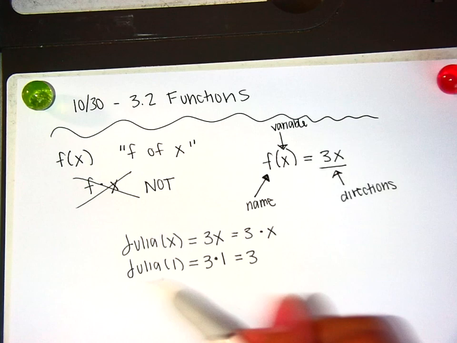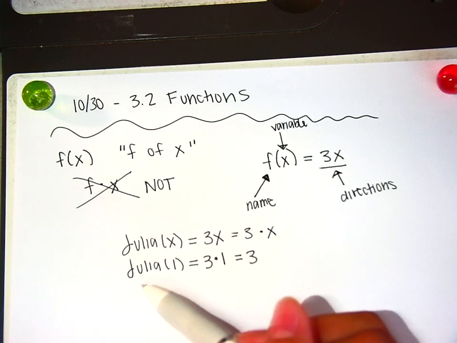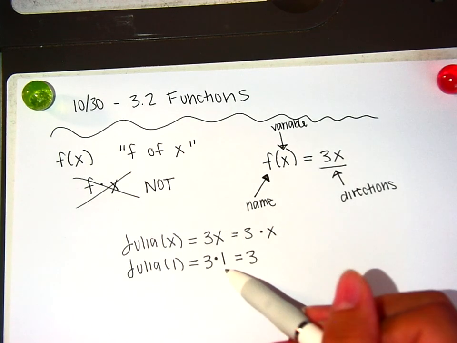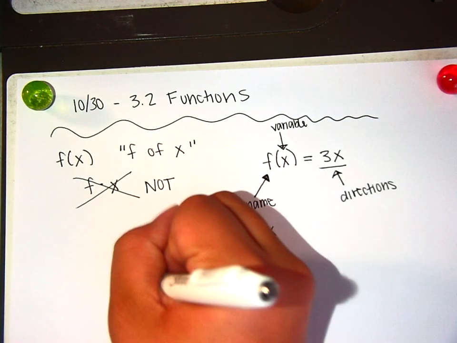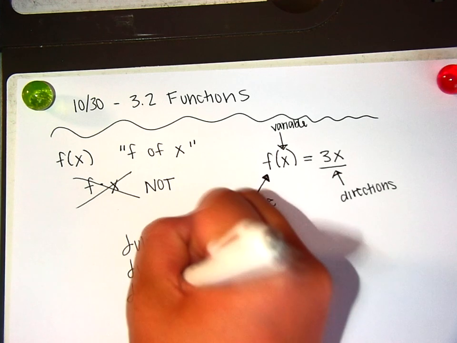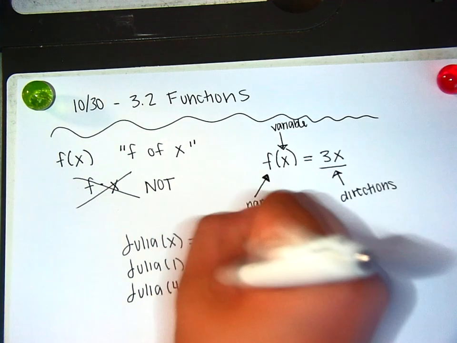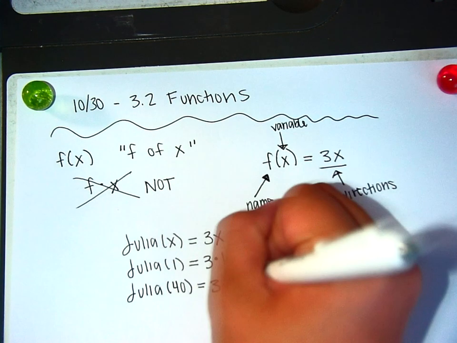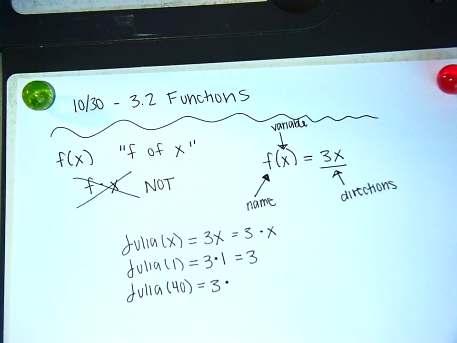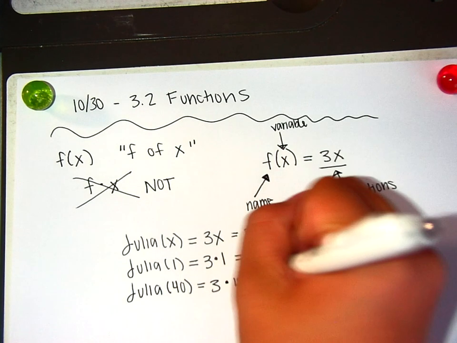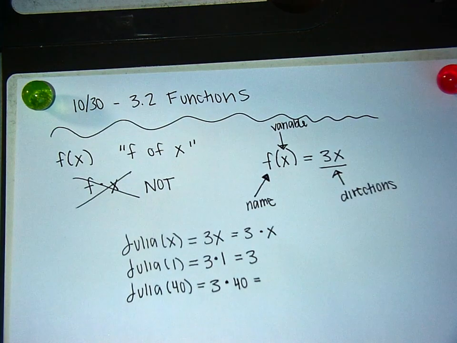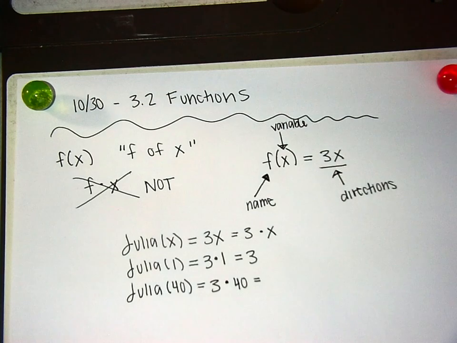Julia is the name of the function. What we're multiplying is over here. So this is the name of the function? Oh, I get it. So what would Julia of 40 be? What would I be plugging in? 40. Why 40, Chloe? Because 40 is what x is. And 3 times 40 equals 120.